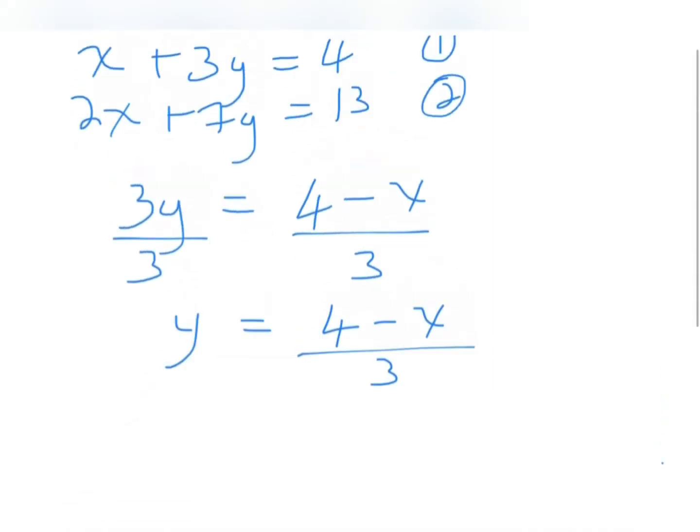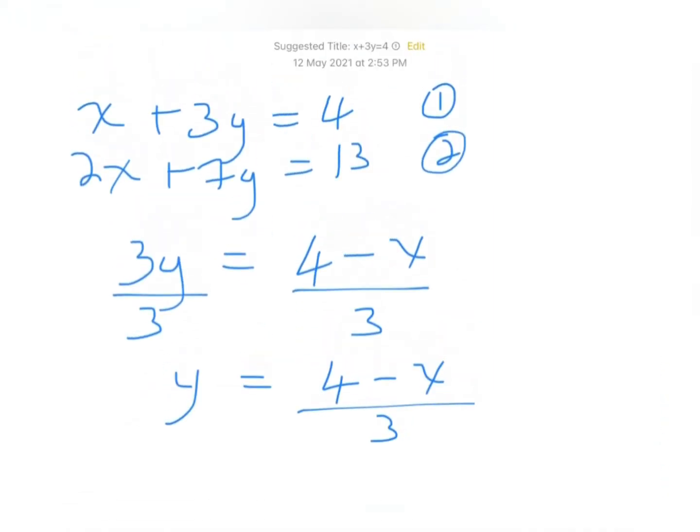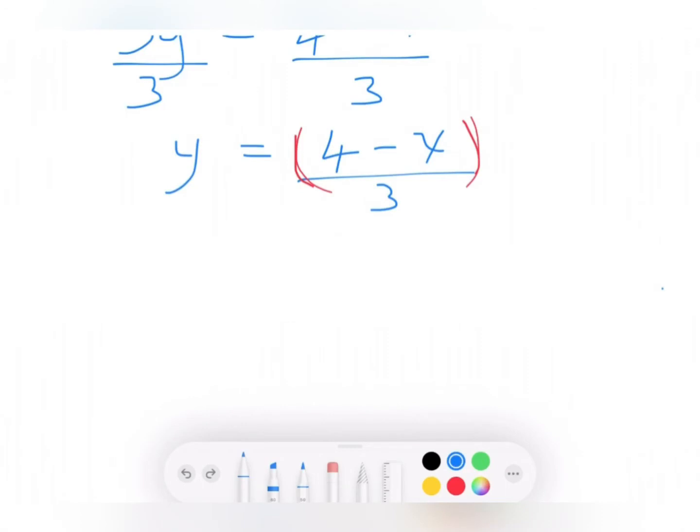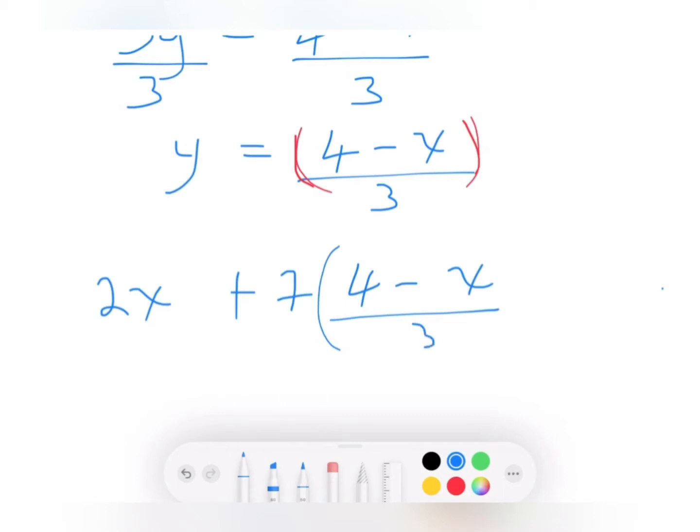Now we will plug our new equation into equation 2. Where we see a y, we will replace that with this. So we will have 2x plus 7 times what is inside the bracket here. So we have 2x plus 7 times (4 minus x) over 3 equals 13. Now that we only have x in this equation, we will solve for x.